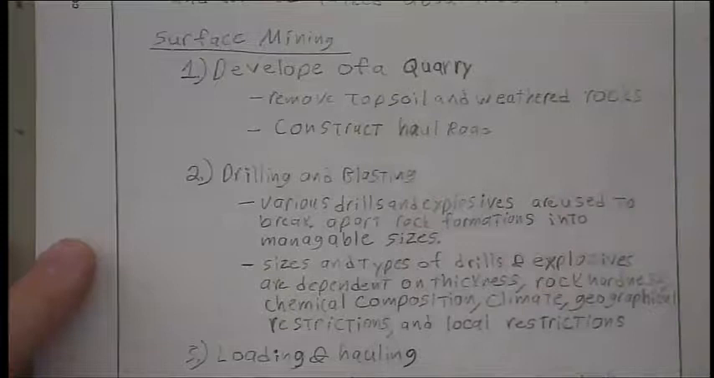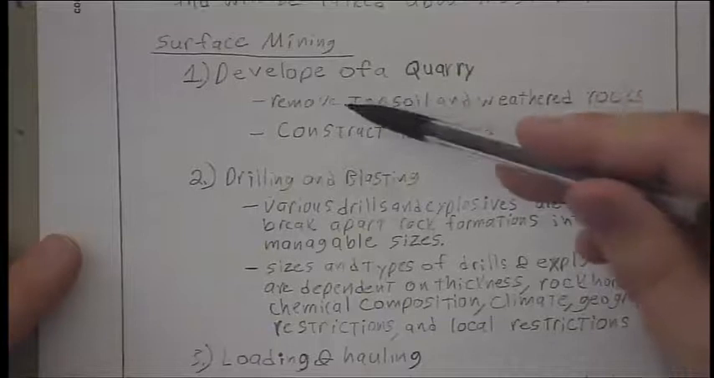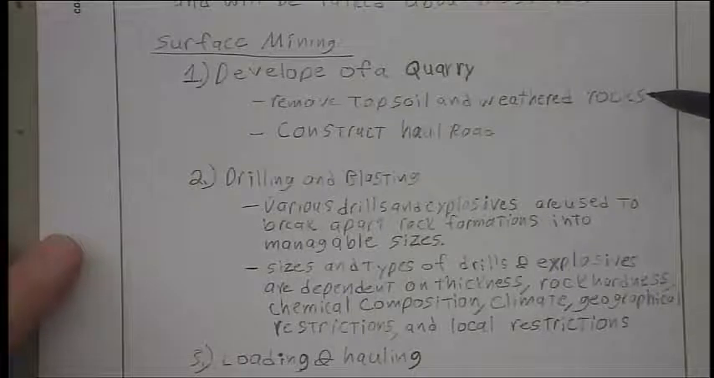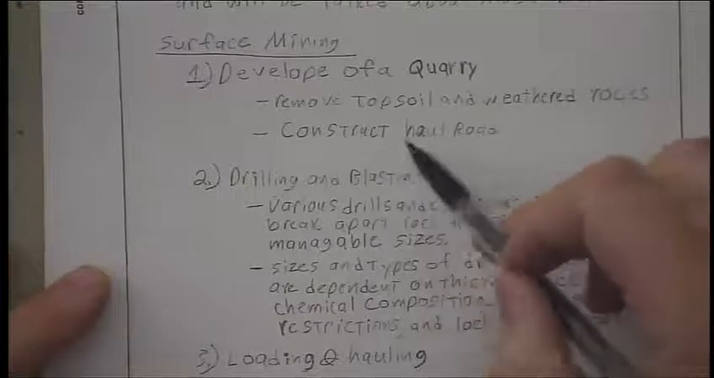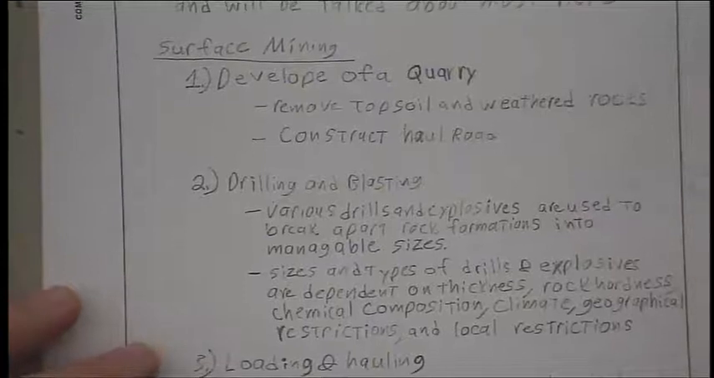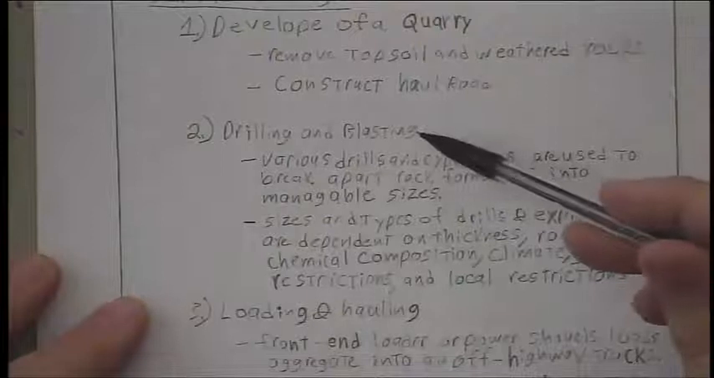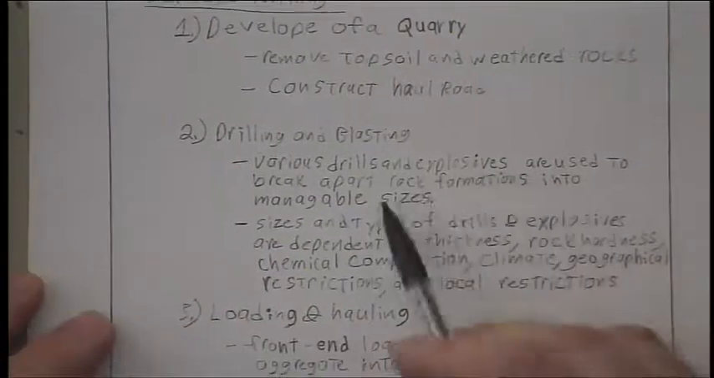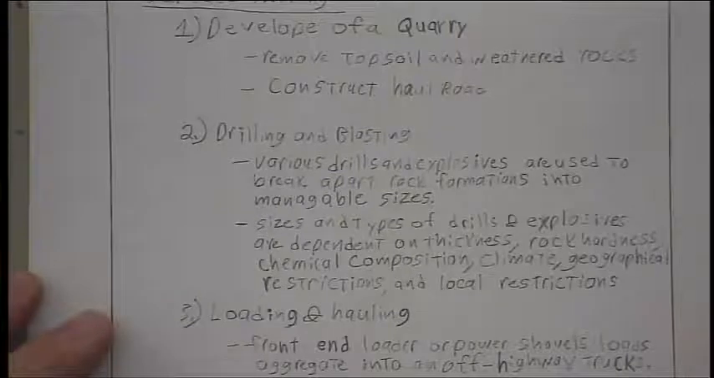Whenever you do surface mining, you want to develop a quarry, and then you remove the topsoil and the weathered rocks, because obviously you don't want a bad rock formation. Then you're going to construct a haul road to move your material around out of the quarry to the crusher. And then you'll have drilling and blasting, where various drills and explosives are used to break apart rock formations into manageable sizes.